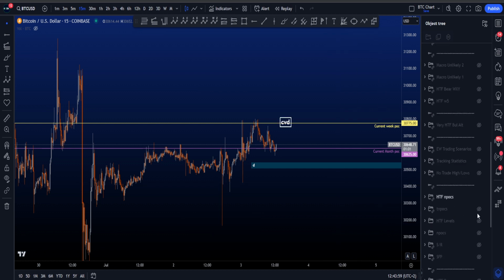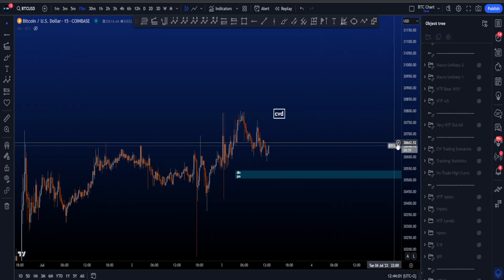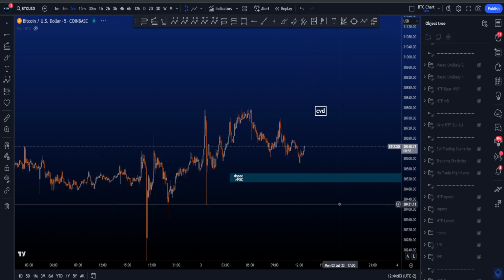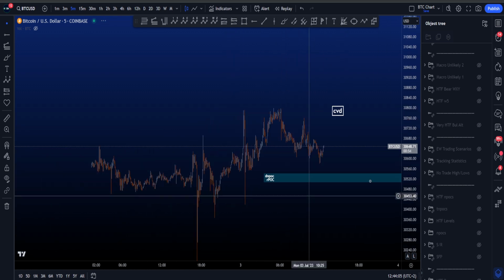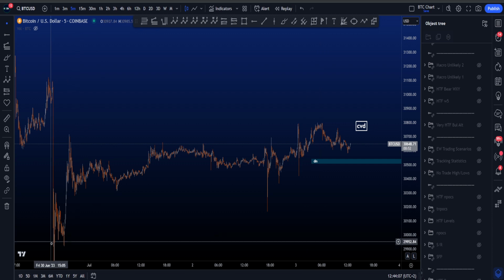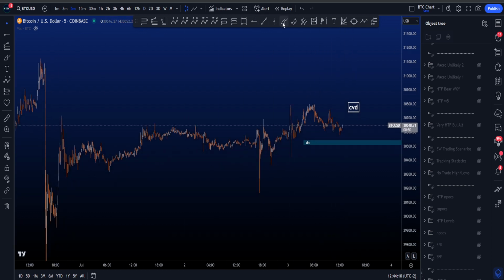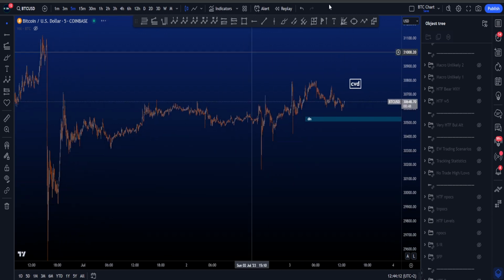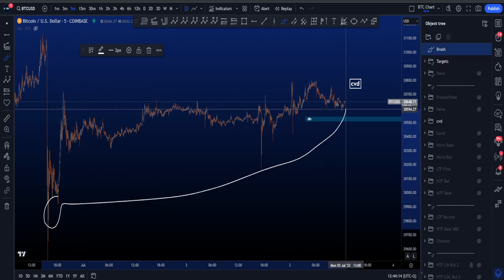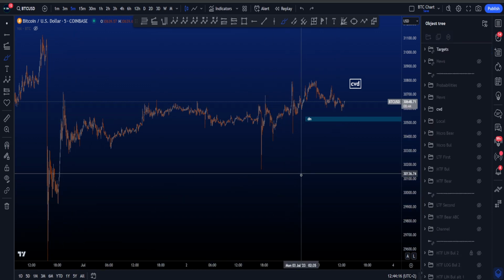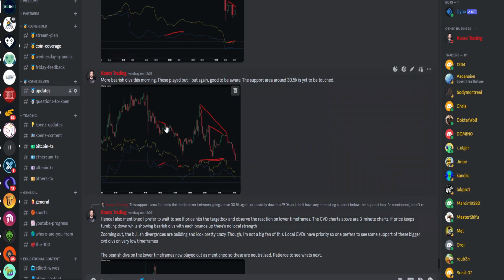If we then look at the CVD divergences, stuff has been very, very interesting on the lower time frames, especially with this move towards the downside. So, of course, people see bullish divergences going on, which I'll show you in a second. Higher low on price from this wick, higher low on price, lower low on the CVD. However, we also have the following going on.